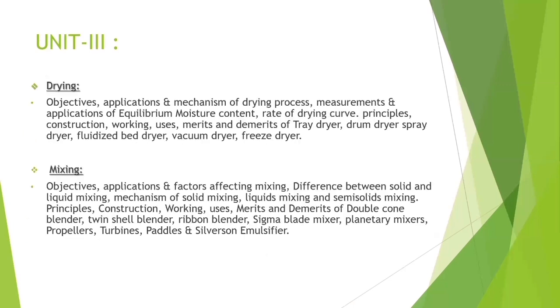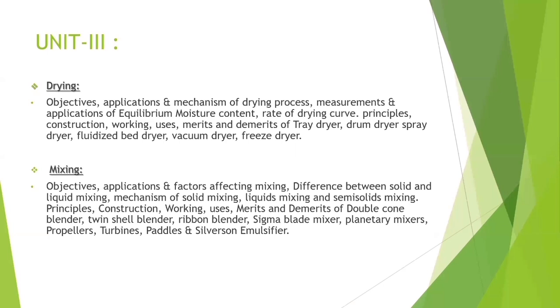Next unit is the third unit. In this third unit, mainly 2 chapters are there, that is drying and mixing. In the drying chapter, we will discuss the applications, mechanism of drying process, measurements, and the construction, working and uses of the tray dryer, drum dryer, spray dryer, and fluidized bed dryer. These are all the equipments which are going to be used in the drying process. About these equipments, we will get to know in the drying chapter.